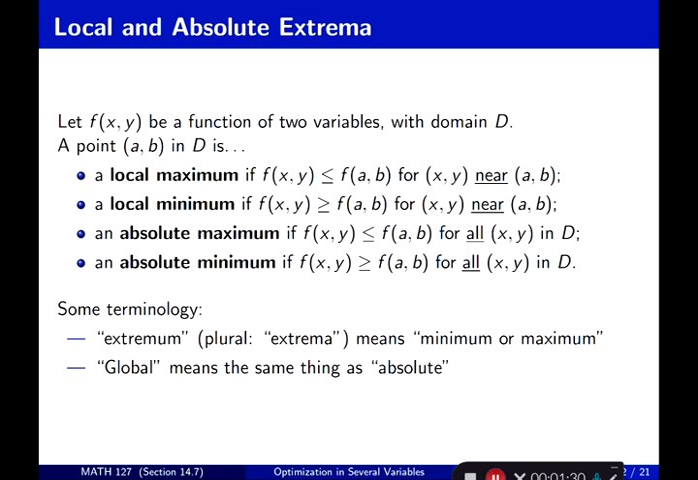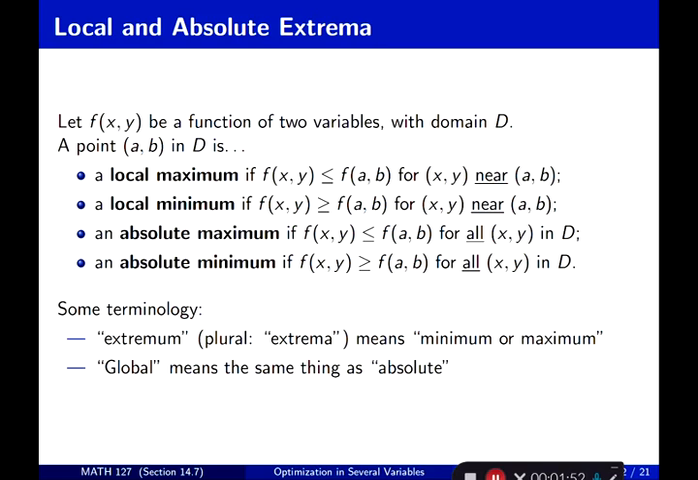3. An absolute maximum if f of x and y is less than or equal to f of a and b for all x and y in D, in the domain. 4. An absolute minimum if f of x and y is bigger than or equal to f of a and b for all x and y in the domain again.